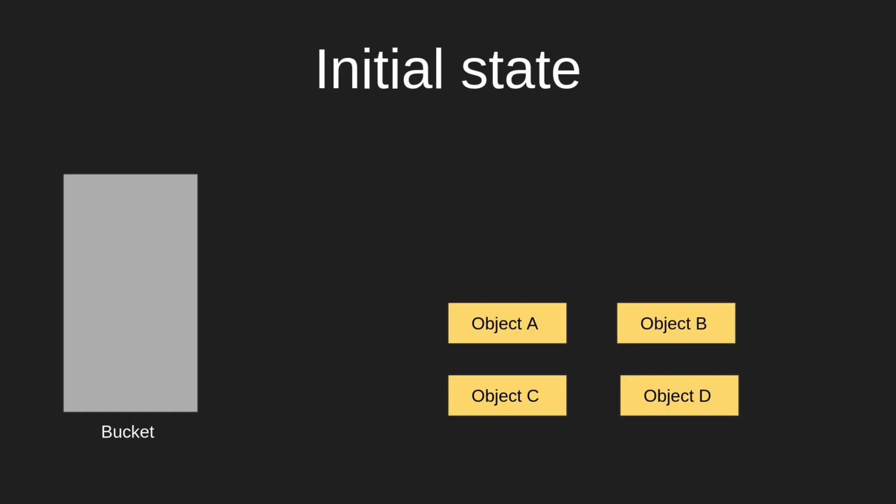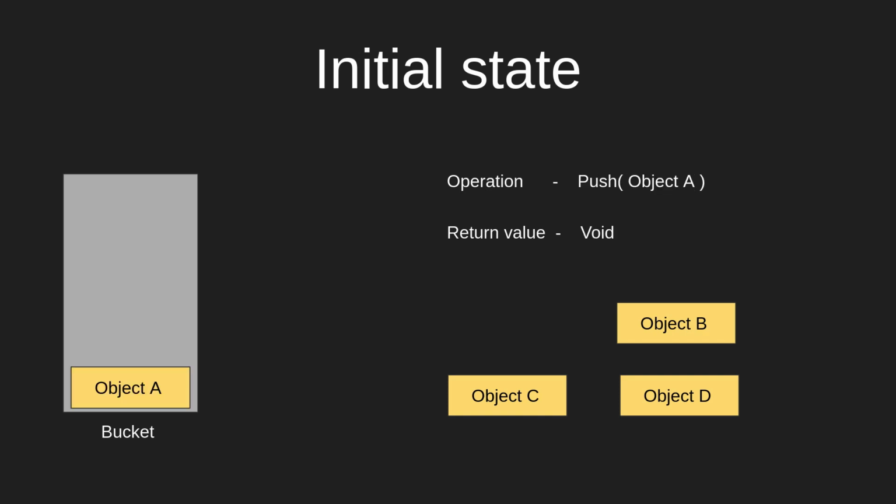Now let's see an example. On the left we have a bucket, which is a stack, and on the right side we have a few objects. First, if we execute the isEmpty function on this stack, it will return true because the stack is empty. If we execute the push operation by passing the object A, the object A will be added to the stack, and the return value of this function is void, which means nothing is returned from the function. Similarly, if we perform the push operation on object B, the object B is also added to the stack.